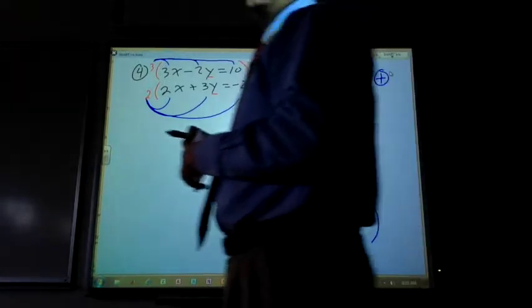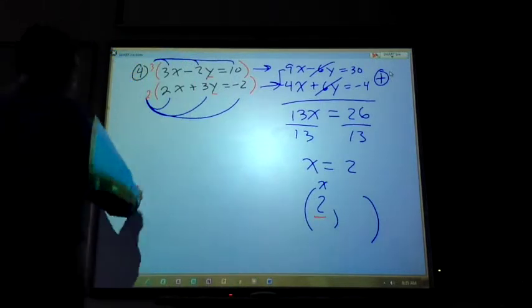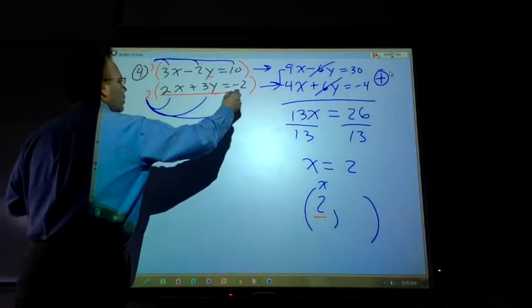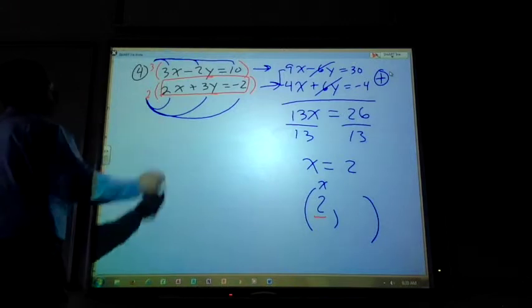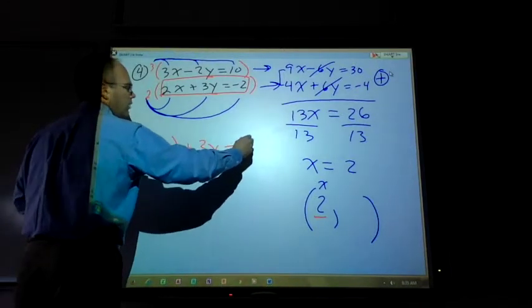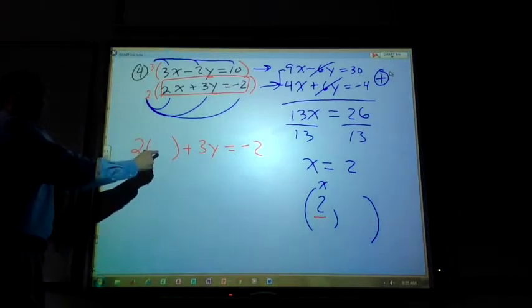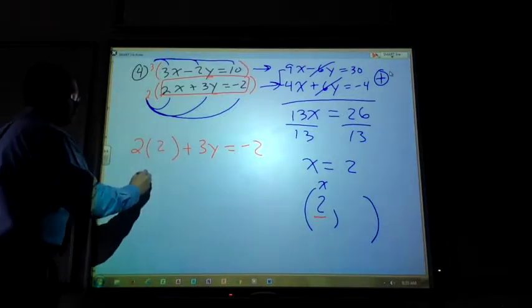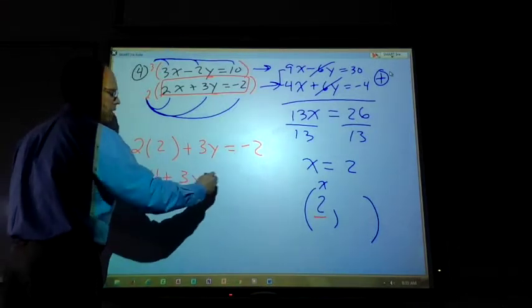The bottom one, it's easier. Okay, so Reese is choosing this. So I have 2 parentheses plus 3y is equal to -2. Reese, what was here? An x. What is now going to replace that x? A 2. Very good. So 4 plus 3y equals -2.